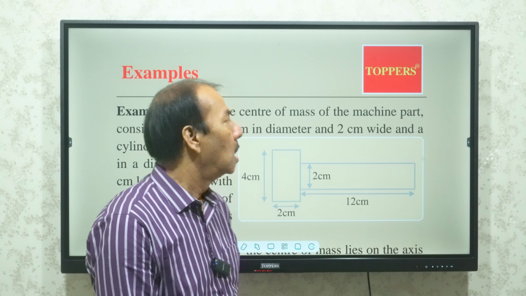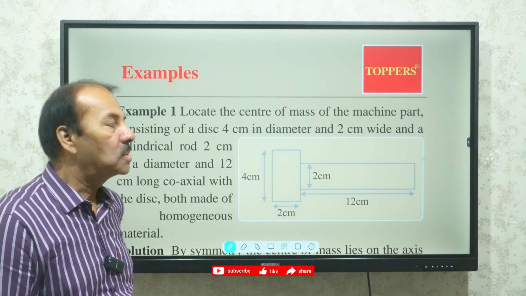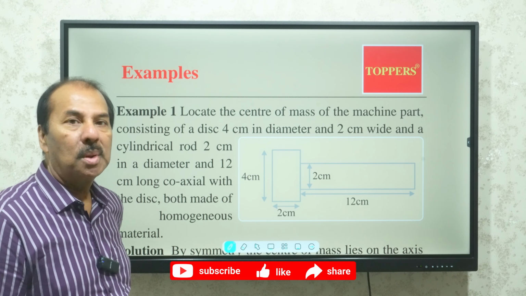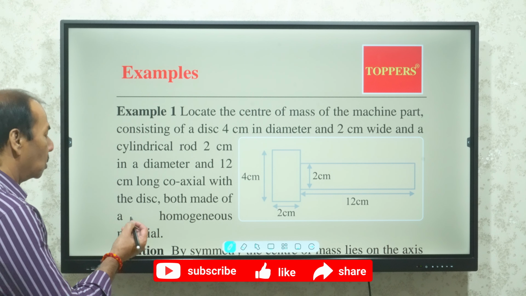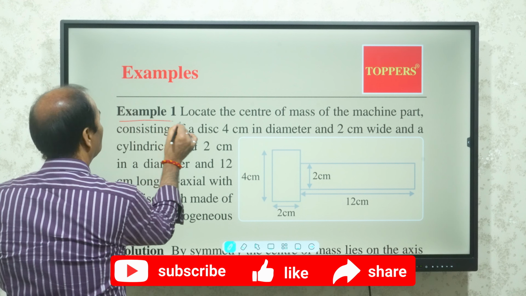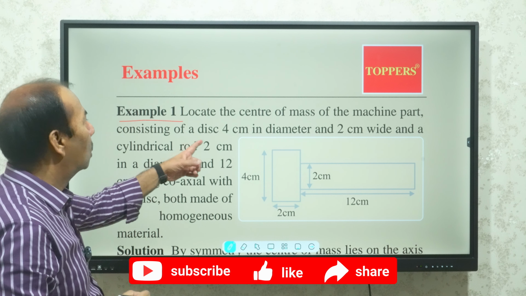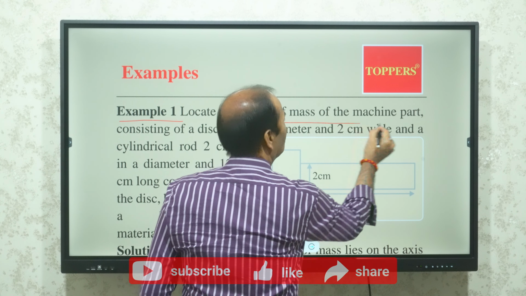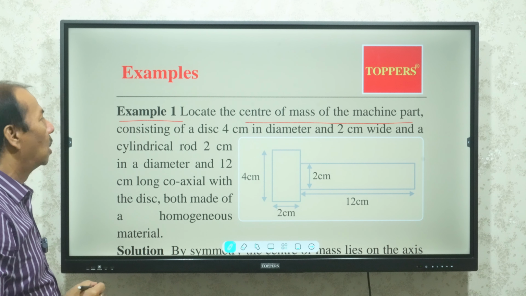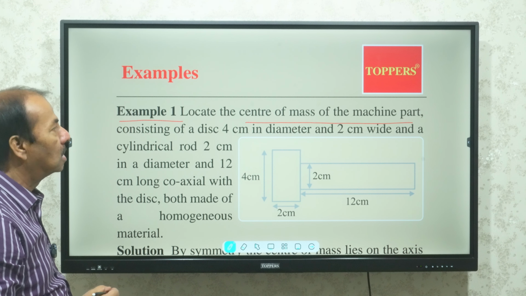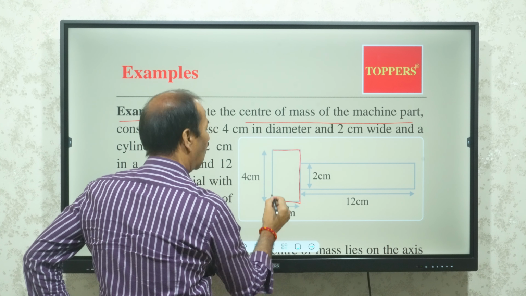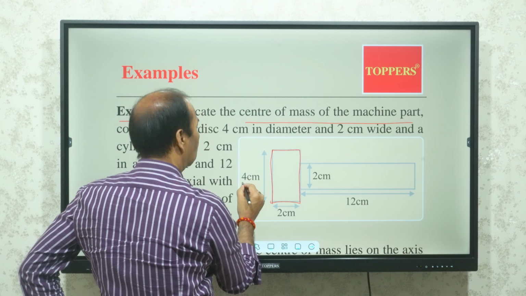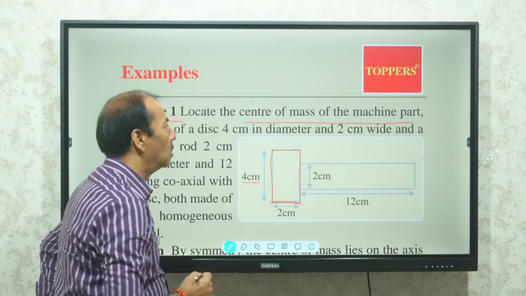Hi everyone. Today we will discuss problems based on calculation of center of mass or center of gravity. In this first question, locate the center of mass of the machine part consisting of a disc 4 centimeter in diameter and 2 centimeter wide. Here this is the disc. Its diameter is 4 centimeter and its width is 2 centimeter.